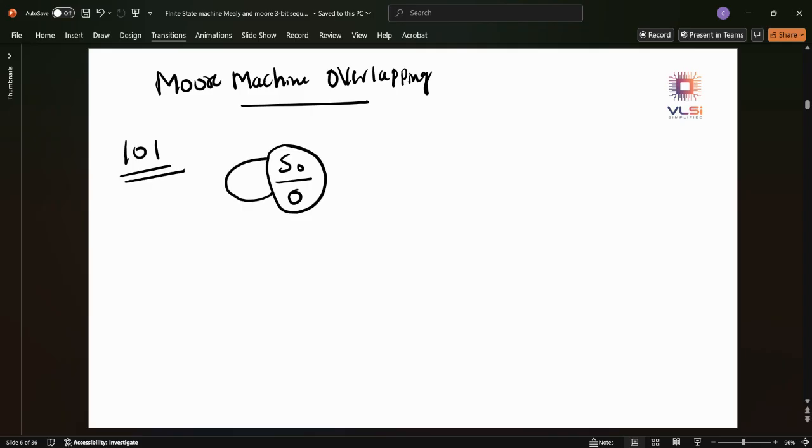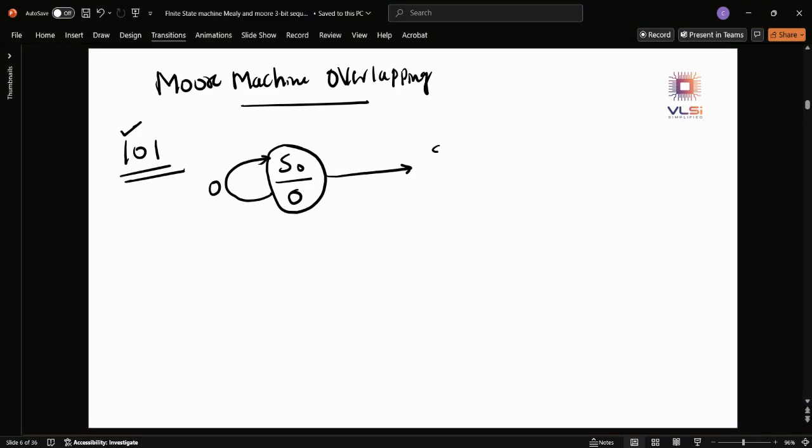At S1, the possible combinations are 0 and 1. When you get 0, that means this is one part of the sequence. When a sequence part is identified, it will go to the next state, which is S2, and since you didn't get the whole sequence, the output is 0. Here you got 1 0. And when it is 1, it will stay in the same state.